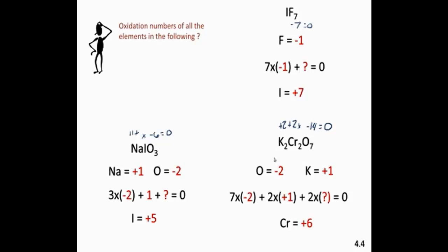So again, that is how you determine oxidation numbers. If you're given a compound, you should know certain ones of them from our rules, and you'll typically have to determine the other.